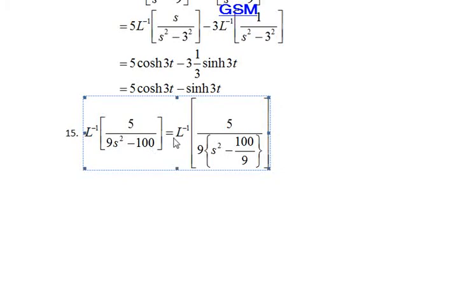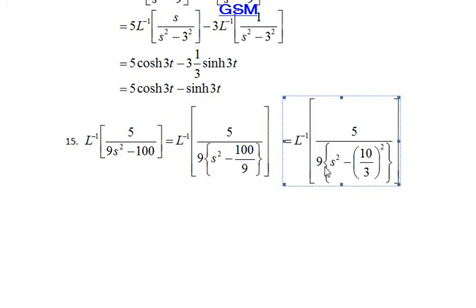See the next question. The same type of problem we solved yesterday. L inverse of 5 by 9 s square minus 100 equals L inverse of 5 by 9 s square minus 100 by 9, because we take out the 9 from s square minus 100 by 9.